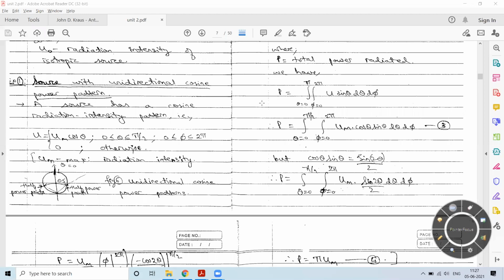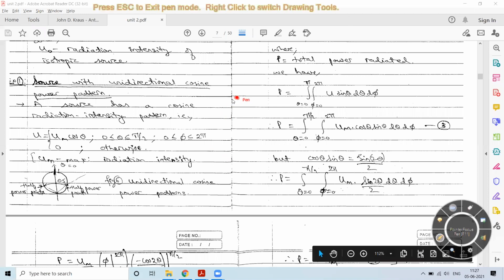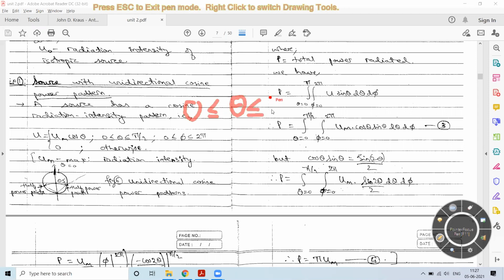Now, as I had discussed in the previous session, if you remember, if I'm considering the elevation angle or the theta angle, and it is in the range of 0 to pi, that is the complete 180 degrees elevation angle, if the entire angle is considered, that is from 0 to pi, then we specify it as a full sphere.